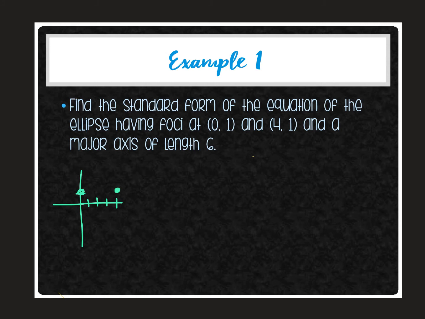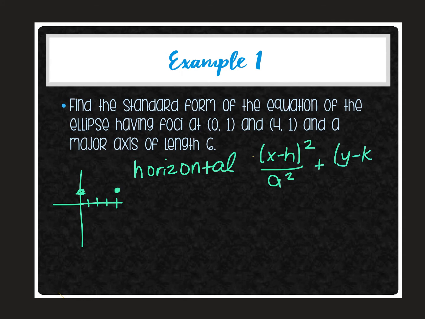So 1, 2, 3, 4. When I draw it, is it horizontal? Is it wide, or is it one on top of the other and tall? It's horizontal. This is a horizontal ellipse. So guys, look back at your cheat sheet. What is the standard form equation for a horizontal ellipse? X minus h quantity squared over a squared, plus y minus k quantity squared over b squared equals what number?